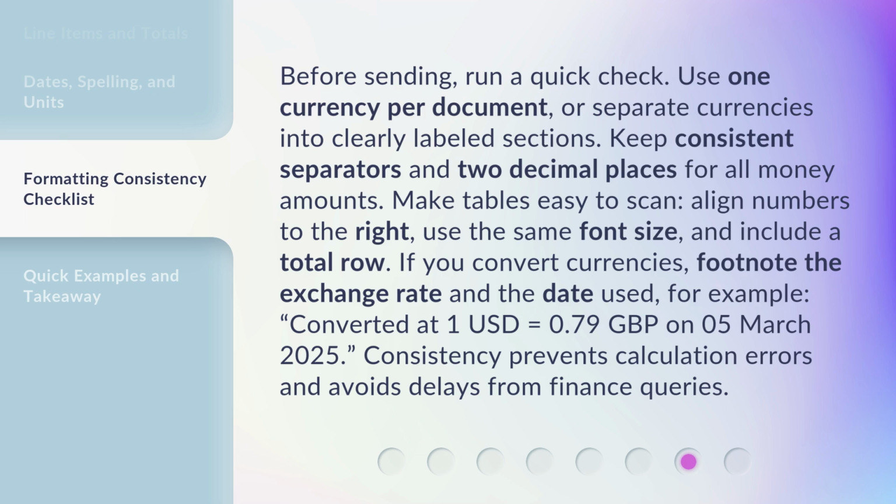If you convert currencies, footnote the exchange rate and the date used. For example, converted at 1 United States dollar equals 79 British pence on the 5th of March 2025. Consistency prevents calculation errors and avoids delays from finance queries.